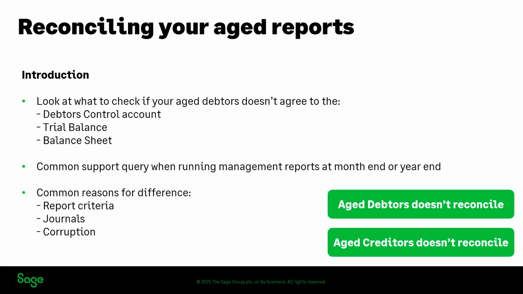So we're going to look at what to check if your aged debtors doesn't agree to the debtors control account, which is a nominal code in your nominal ledger. If it doesn't agree to the trial balance, and also if it doesn't agree to the balance sheet, and you may get some other reports, so a trial balance compared to the balance sheet, they may disagree. So we're going to look at it from that sort of angle today.